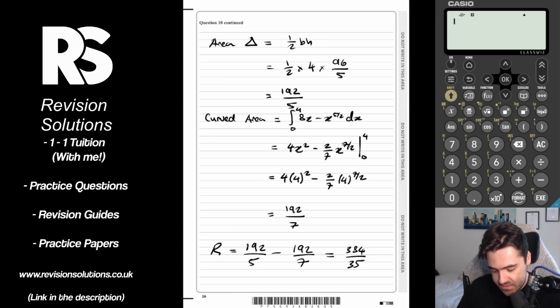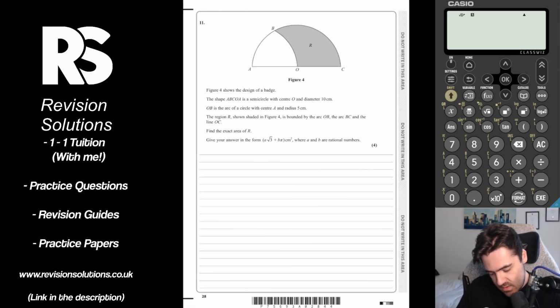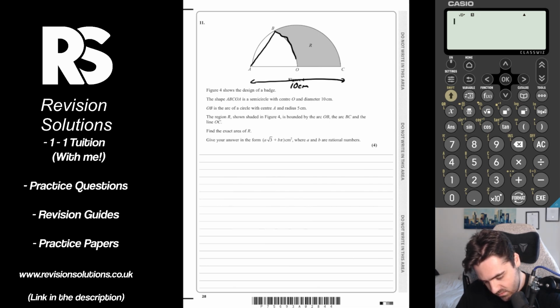Okay, moving on now to question 11. It says figure 4 shows the design of a badge. ABCOA is a semicircle with center O and diameter 10, so let's just mark on that. That's diameter 10. OB is the arc of a circle with center A and radius 5. So that means there's another sector of a circle embedded like here.